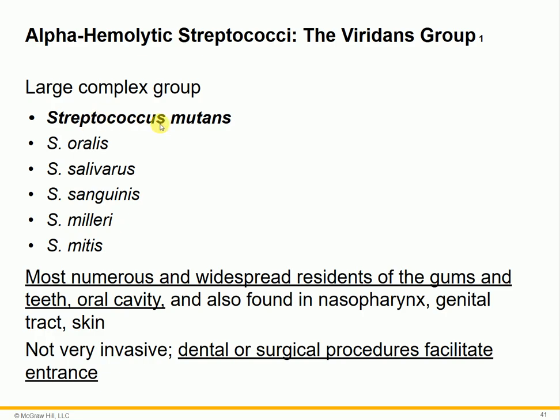The most important one is Streptococcus mutans. All of these are basically found in normal flora, in the gums, the teeth and the oral cavity. They are low virulent, they're not very invasive. That's why they need a little bit of help to invade the tissue. This depends mostly on dental procedures or surgical procedures in the oral cavity that facilitate the entry of these organisms into our bodies.